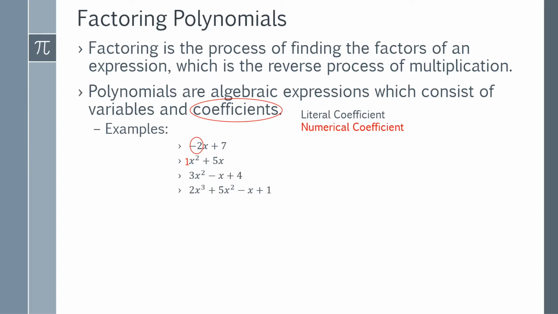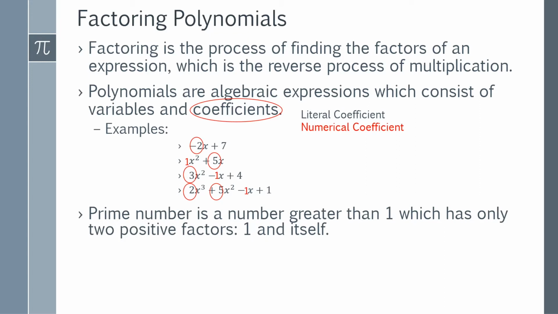Next, x squared. May invisible 1 dyan. Therefore, ang numerical coefficient ng first term ay 1. Next is the second term of the second example. Ang numerical coefficient ng 5x ay 5. Next, 3x squared. Ang numerical coefficient ay 3. Sa second term, we have minus x. So, may invisible 1 sa tabi ng x. Therefore, ang numerical coefficient ay 1. Next, numerical coefficient naman ay 2, 5, 1. And yung 1, hindi siya numerical coefficient.